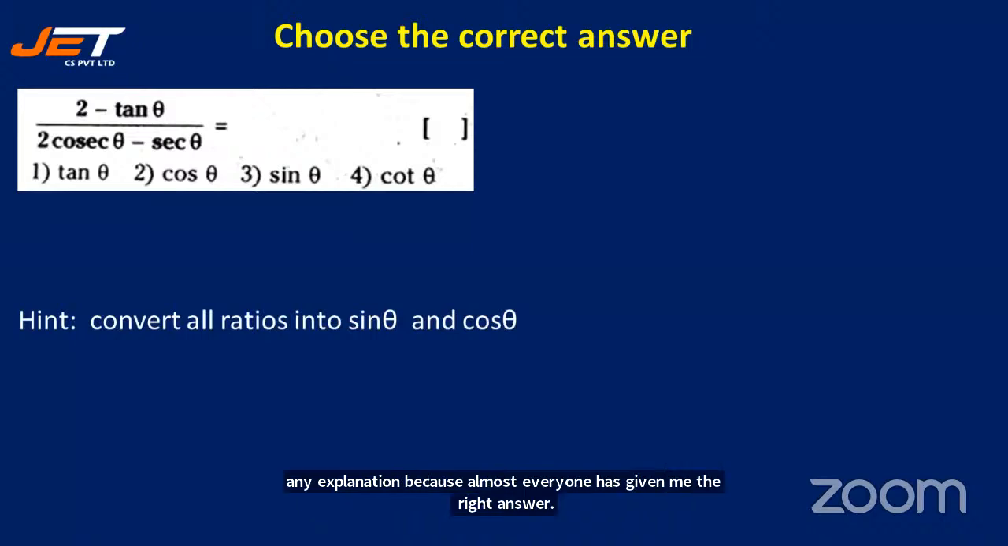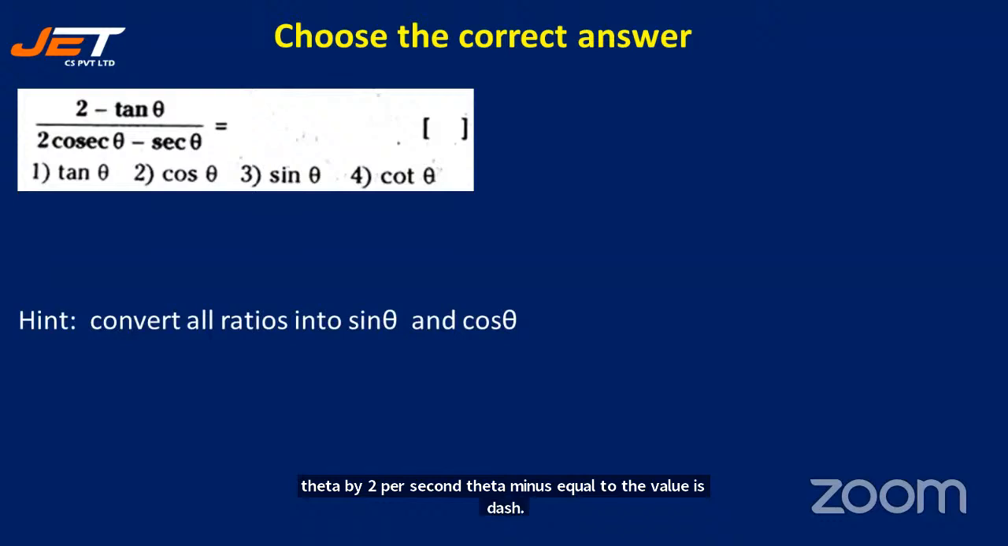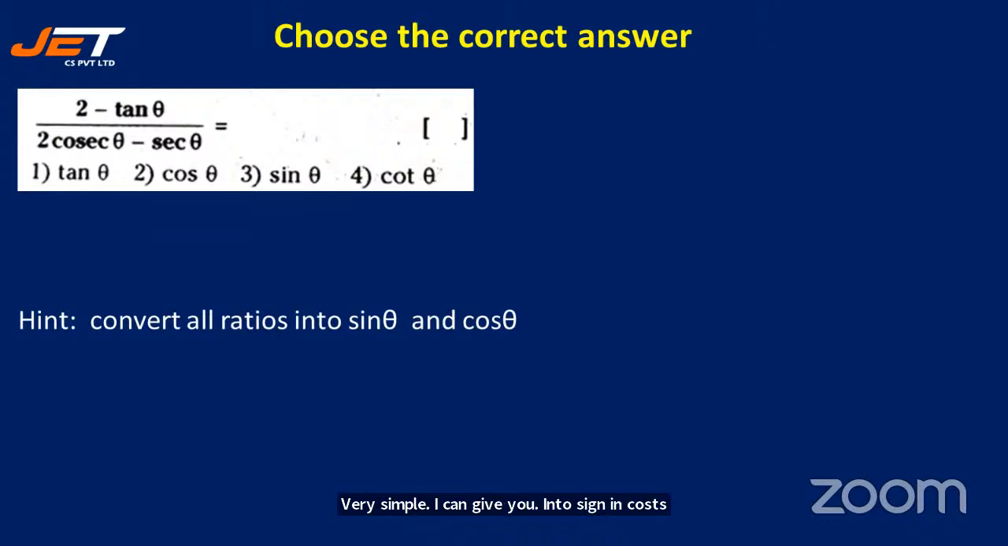2 minus tan theta by 2 cosecant theta minus secant theta. The value is dash. Very simple. I can give you a clue. Convert tan theta into sin and cos. All right. So now you'll be able to answer: 2 minus sin by cos by 1 by sin minus 1 by cos. Okay. So let's see how many are giving me the answer. 45 seconds I can give it to you, not more than that, because by now you must have by-hearted all the formulas, isn't it?